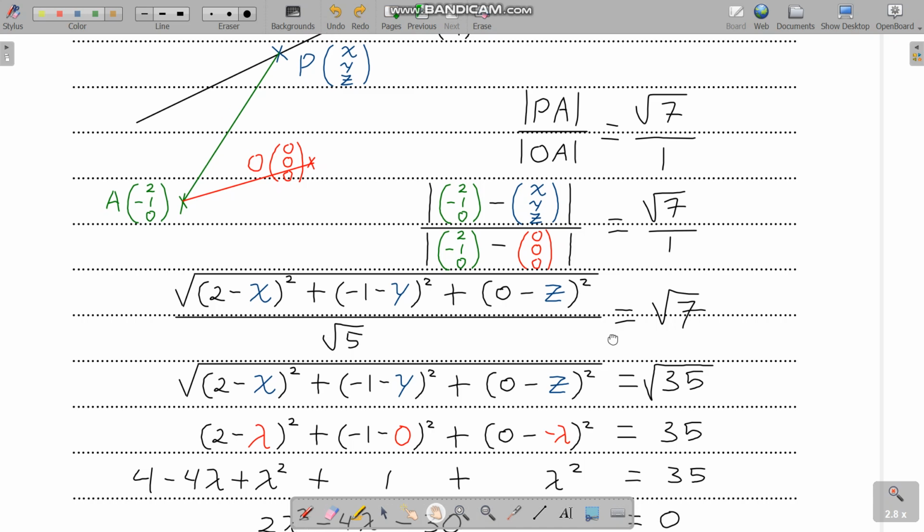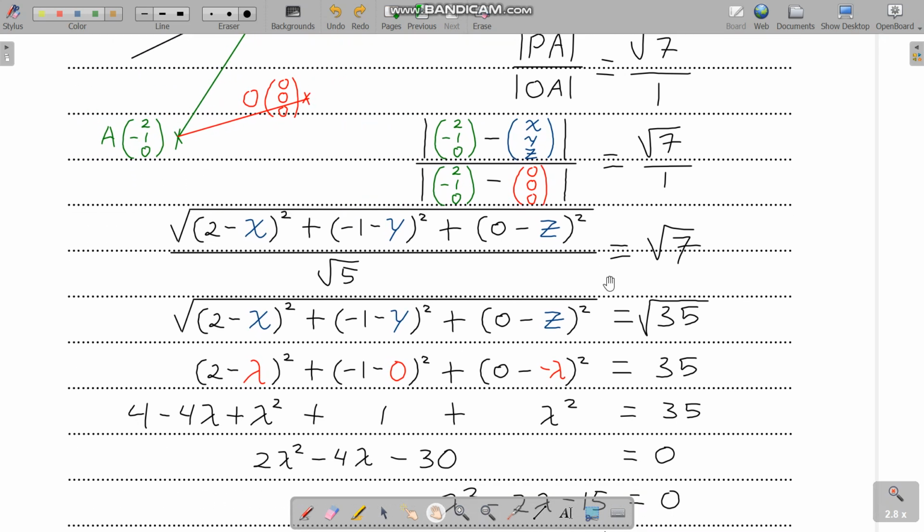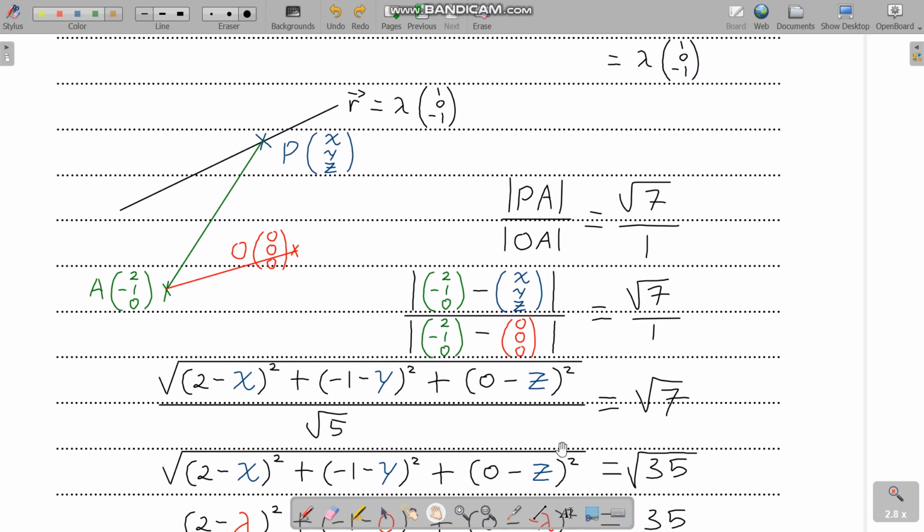We have the magnitudes. But since we have three unknowns here, x, y, z, it's easier if we use lambda. Because this point is on the line, we can replace x with lambda times 1, y with lambda times 0, which is 0, and z with lambda times minus 1, which is minus lambda. Since the point is on the line, it satisfies the line equation, so we can replace x, y, z with this. That's what we do here.